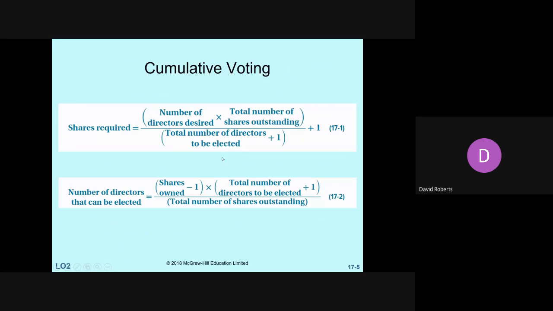There's a formula for this. If you want to try and determine how many shares you need to buy, it's the top formula. If you want to find out how many directors you can vote onto the board of directors, you use formula 17-2. And those are the two formulas you need to know for this particular chapter.